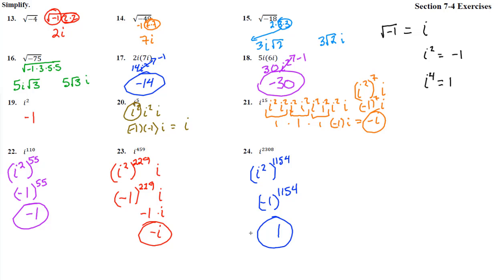And notice that all the powers of i will turn out to be one of 4 options. It will either be i, negative 1, negative i, or 1. Those are the only options that are allowed with i's.